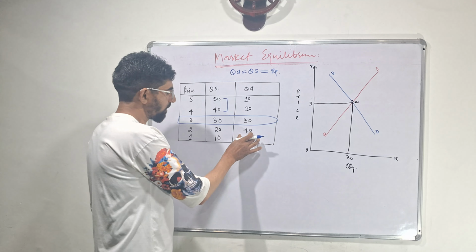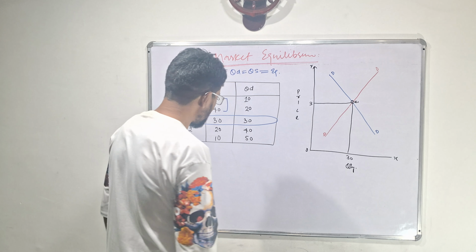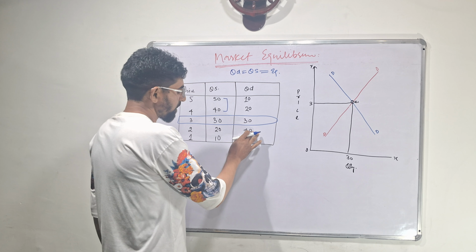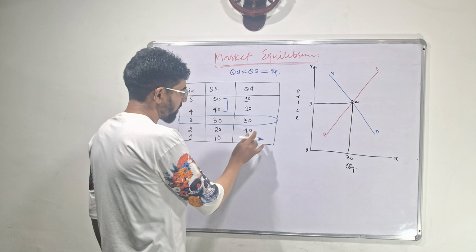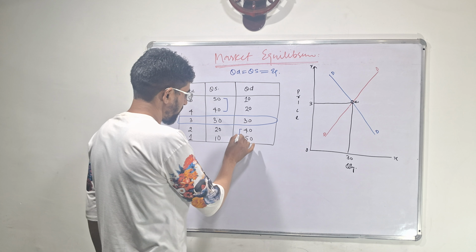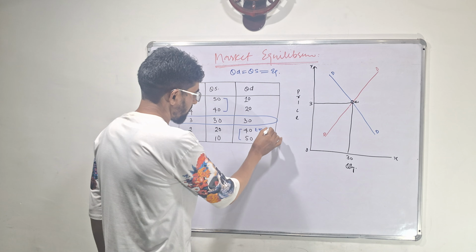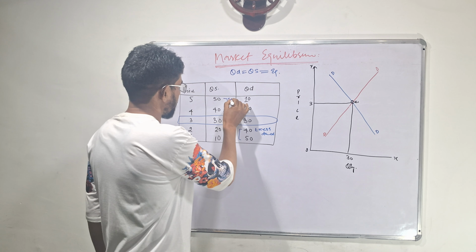Similarly here, in this column, quantity supply is 20, quantity demand is 40. It means quantity demand is more than quantity supply. 10, 50. This column we call excess demand. This column we call excess supply.